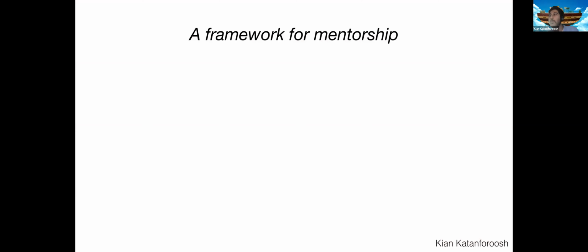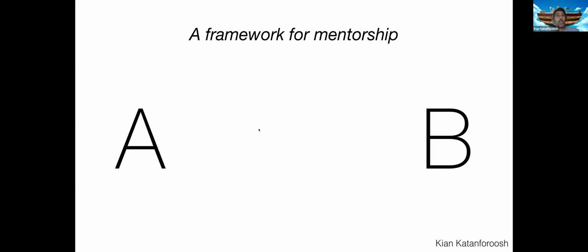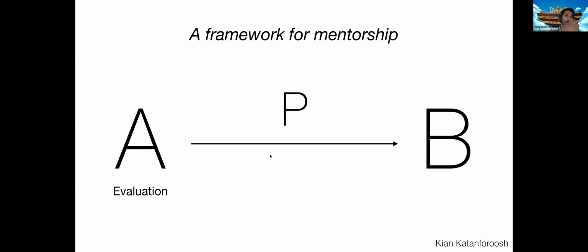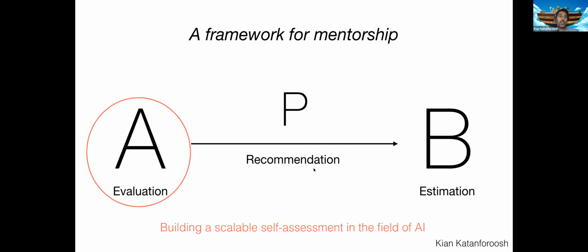So here is a simple framework for mentorship. If you are talking to a mentor, she might try to figure out A, where you are at right now in your career, and then B, where you want to go aspirationally, but also where you can go. Then, using A and B, she should be able to design and recommend a path P for you. In this lecture, I'll refer to these 3 steps, which make up our outline: evaluation of your current skills, estimation of where you want to go and where you can go, and recommendation of a career path. We'll get started with evaluation, where I'll talk about how to build a scalable self-assessment for the field of AI.